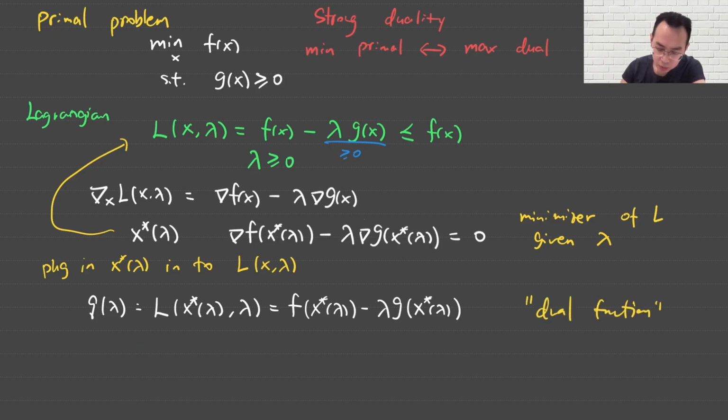So sometimes the q of lambda, the dual function, is also written down in this way. It is a minimum of L with respect to x, so L of x, lambda. Okay, so that is the dual function. And then for the dual problem here, we should just add a constraint to it. But first, let's take a look at why we want to maximize this q of lambda here.